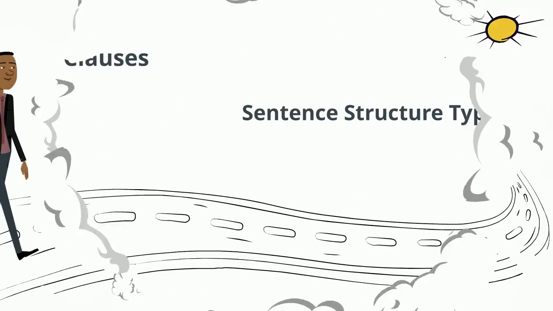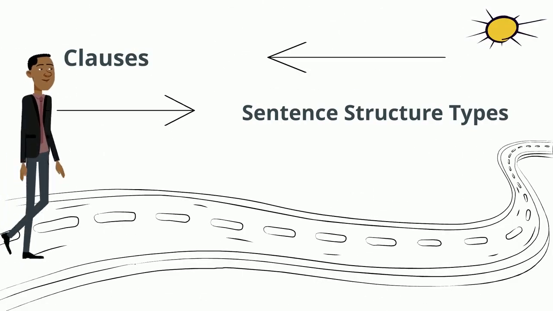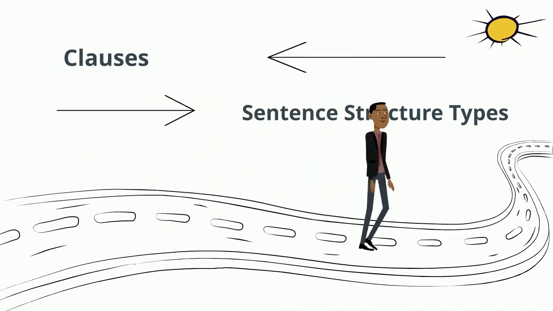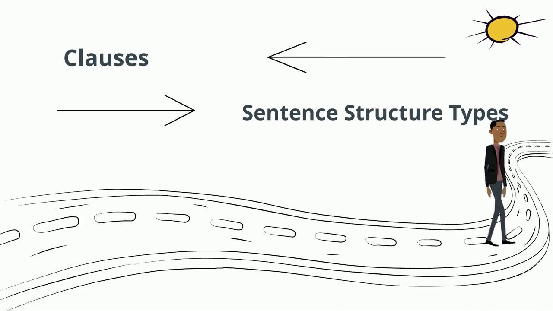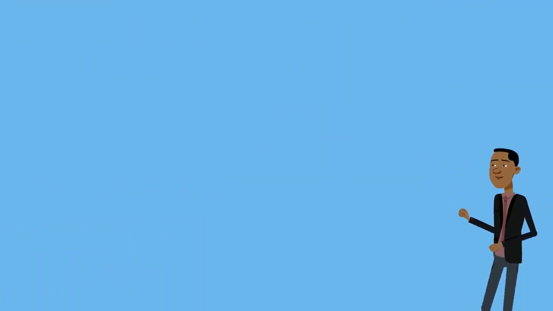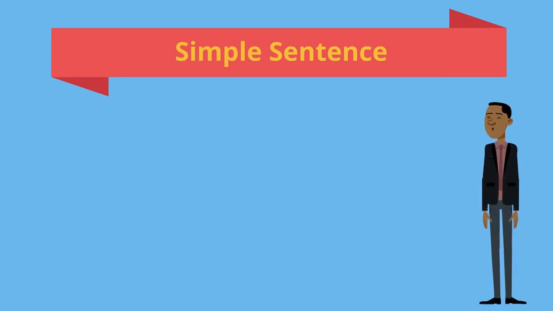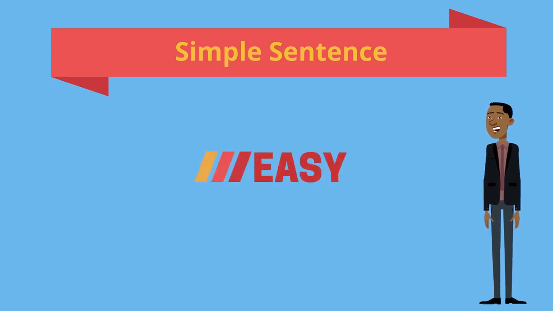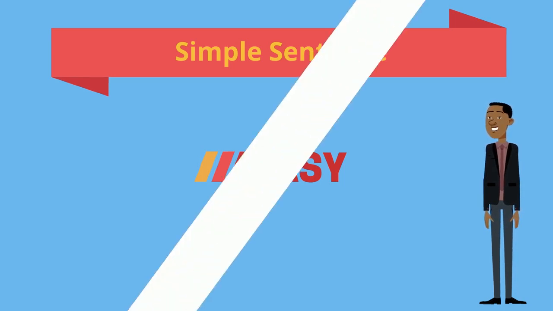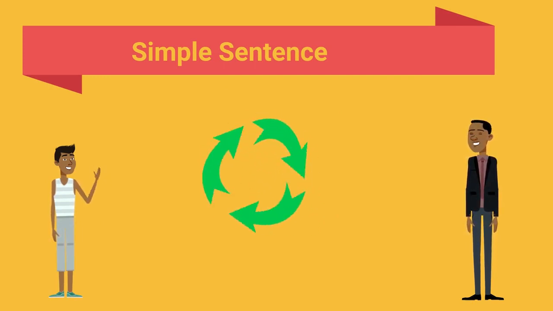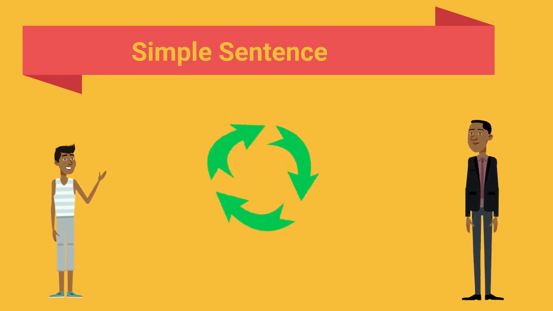Now that we have gotten clauses out of the way, we are ready to take a look at each sentence structure type. The simple sentence. Simple sentences are, unsurprisingly, the easiest type of sentence structure. Often, this type of sentence is the one students overuse or write when they are given written assignments.